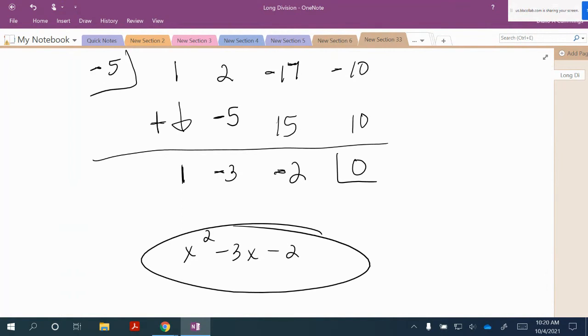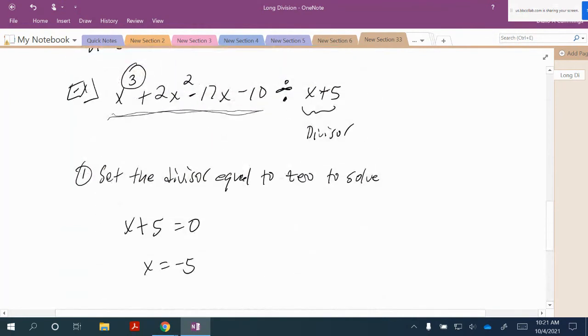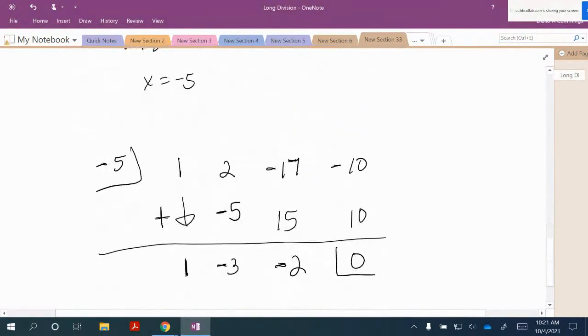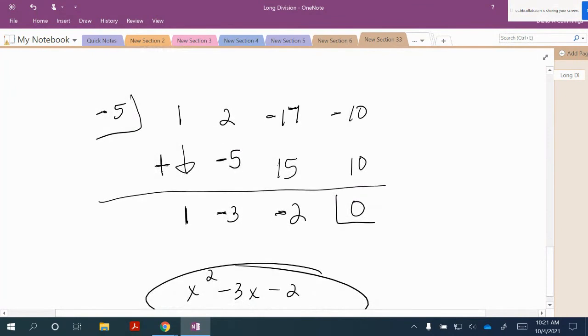Any questions about that first example? You have to make sure everything is in descending order. Make sure your dividend and divisor are okay. First off, take your divisor and set it equal to 0. List out your coefficients for your dividend. And then it's just a matter of multiplying and adding.